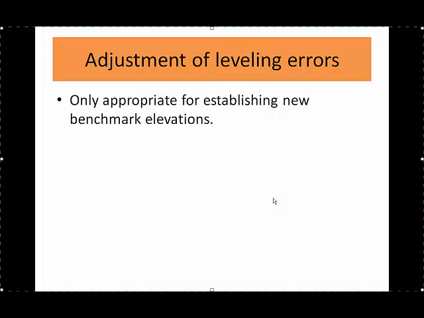Now, when you have your completed circuit, if you have come back to your starting point, your computed elevation at the end of your circuit may not necessarily be the same, and will likely not be the same as your known elevation. Why? Well, that's the sum of your errors.